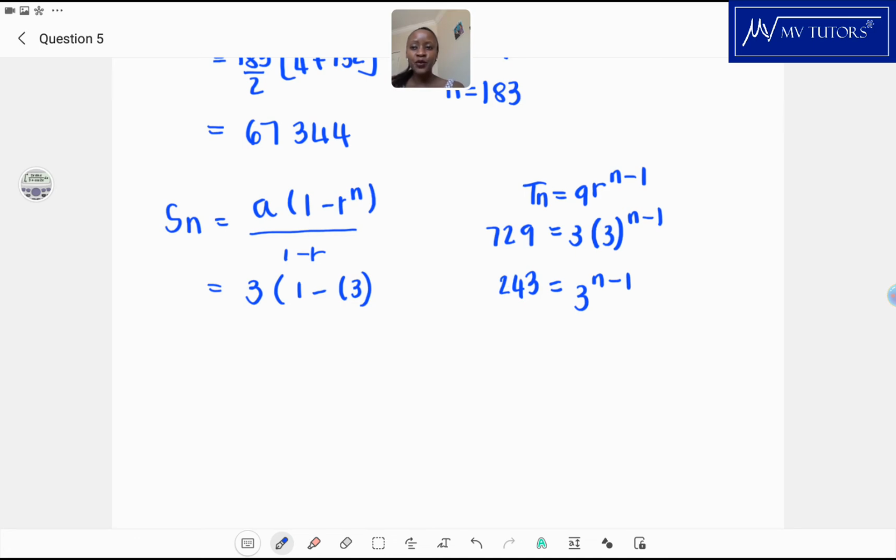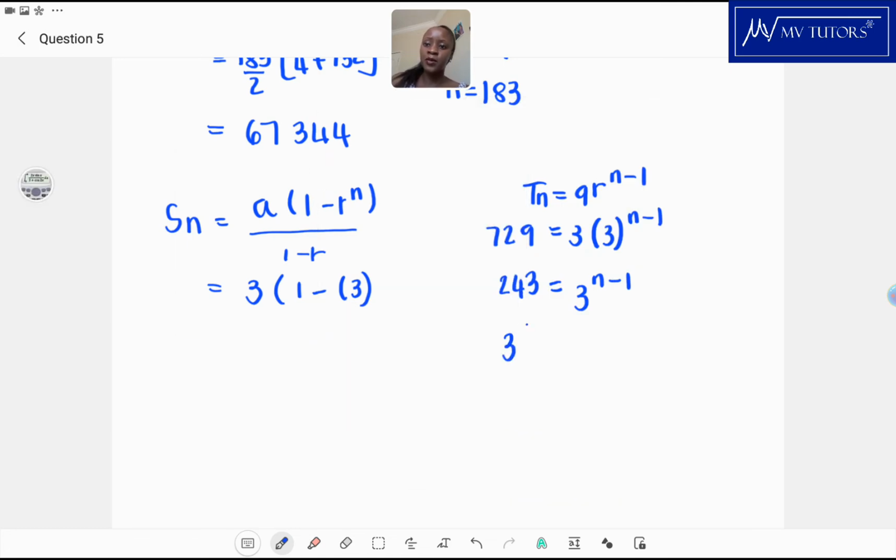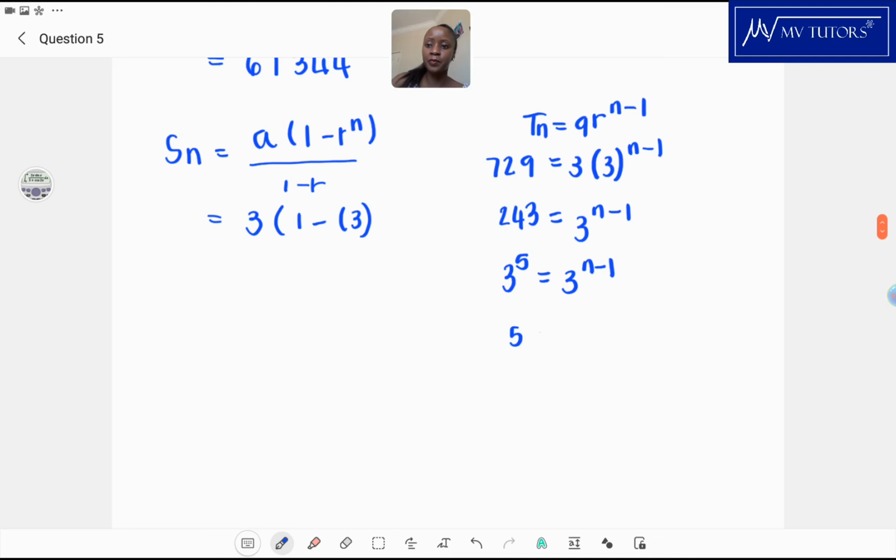So 243, let me just check. If I say 3 to the power 3, that's 27, right? If I say 3 to the power 4, that's 81. 3 to the power 5 is 243. Okay, so 3 to the power 5 is 243. So I can make the exponents equal. So now n is equal to 6. So where were we? Yes, 6.